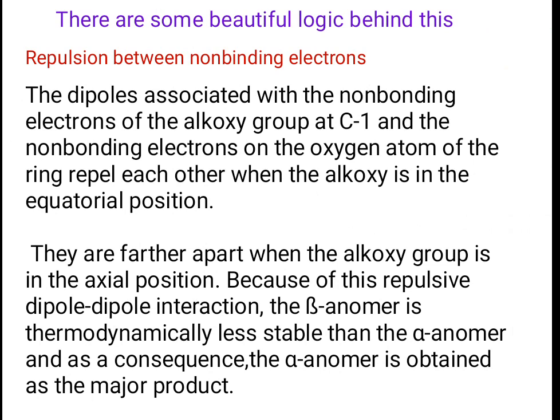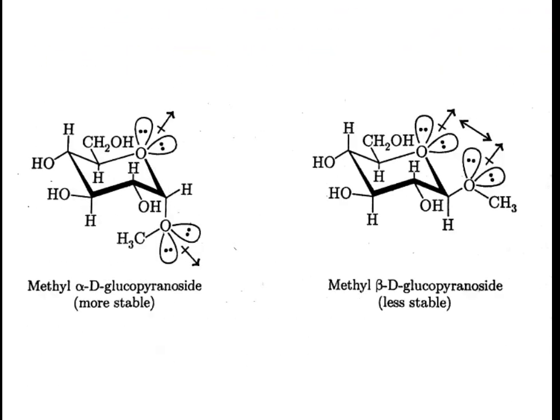Actually, there is a beautiful logic behind this phenomenon. The first point is repulsion between non-bonding electrons. The dipoles associated with the non-bonding electrons of the alkoxy group at C1 and the non-bonding electrons on the oxygen atom of the ring repel each other when the alkoxy is in the equatorial position. That means these two lone pairs are repelling each other.